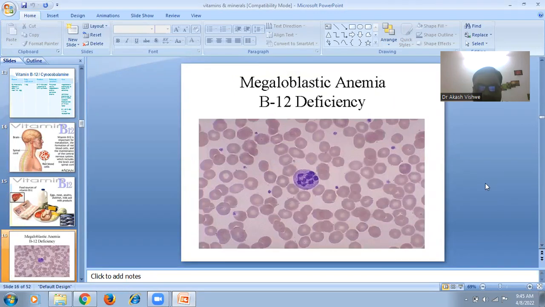Now here you can see the diagram of megaloblastic anemia, particularly a big-sized cell, a bluish diagram of this particular cell that recognizes the condition of megaloblastic anemia, which shows the deficiency of vitamin B12.